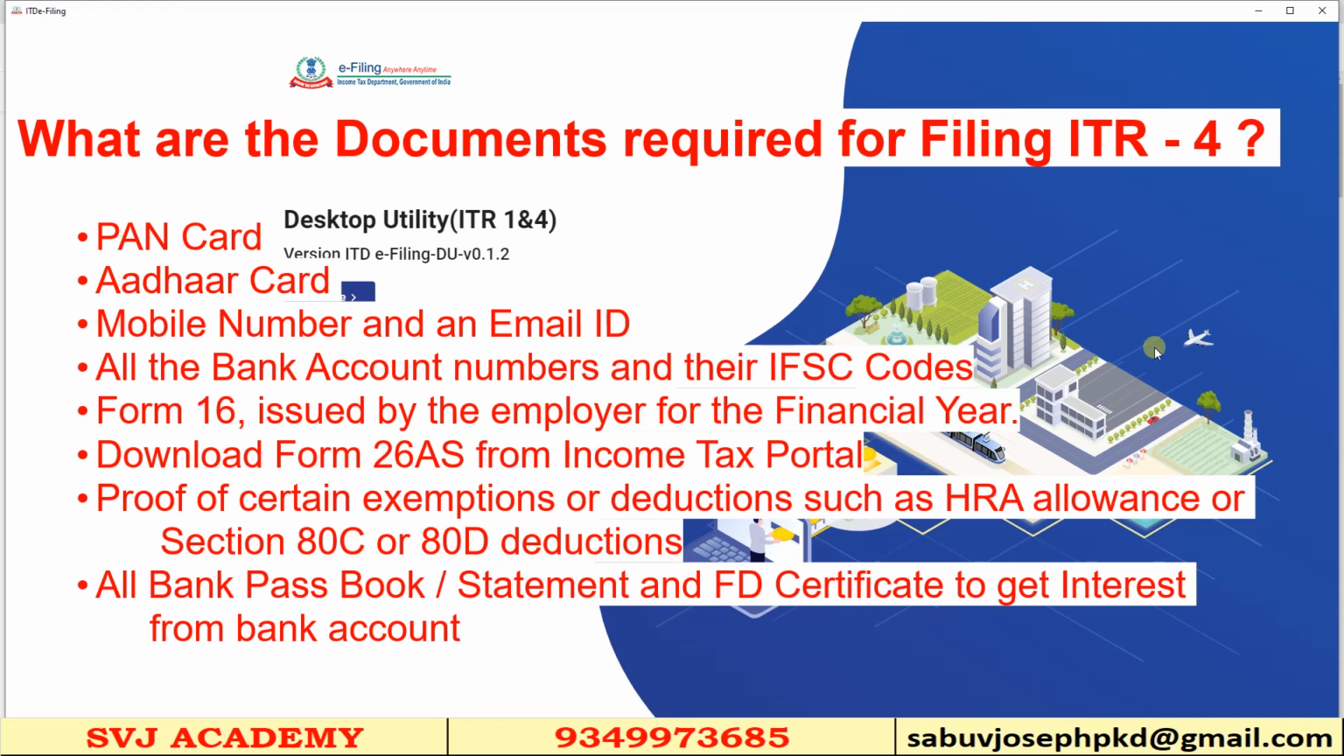issued by the employer for the financial year, and Form 26AS downloaded from the income tax portal. All the tax deductions and all other details will be available in 26AS. Proof of certain exemptions or deductions such as HRA allowance or section 80C or 80D deductions. All bank passbooks or statements and FD certificates to get the amount of interest from the bank account.